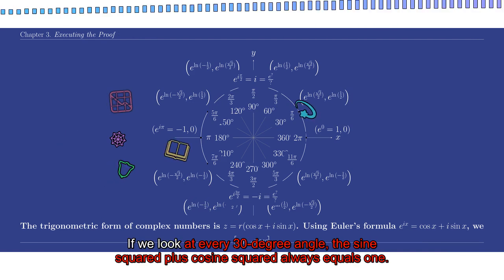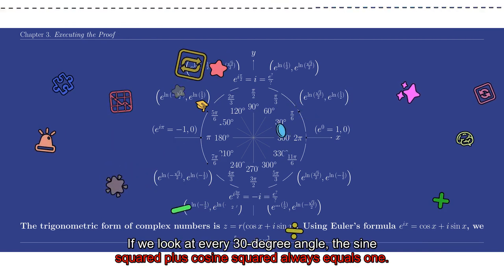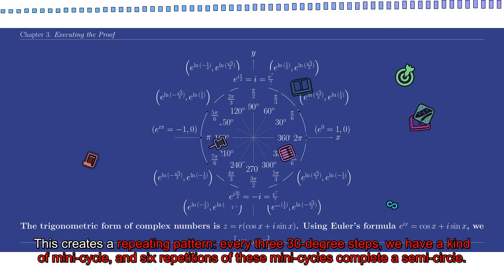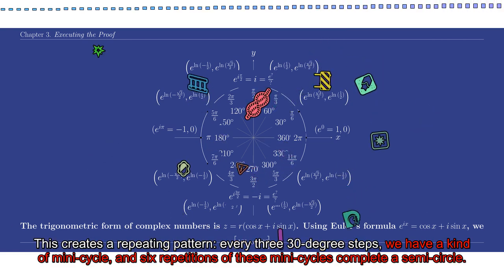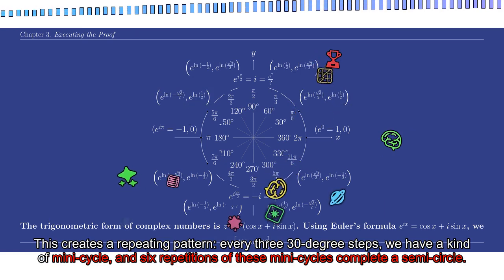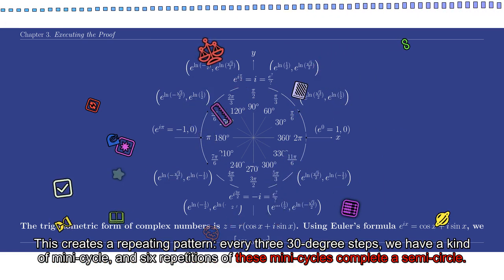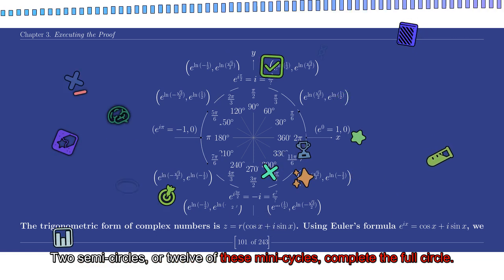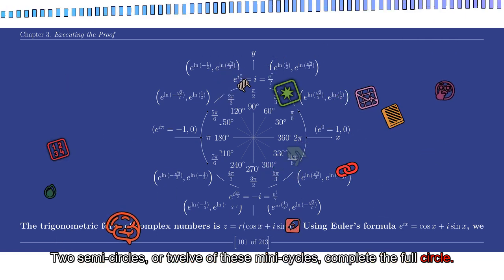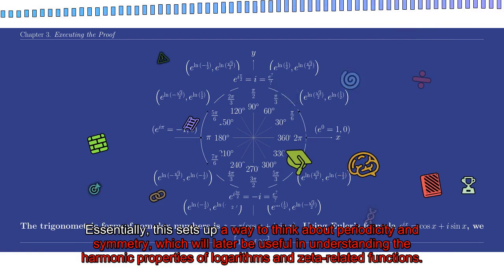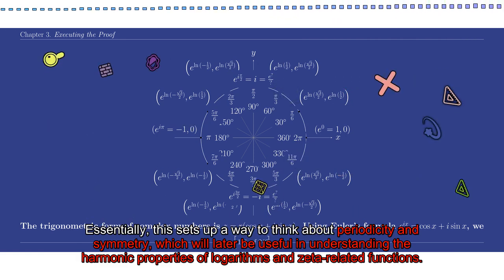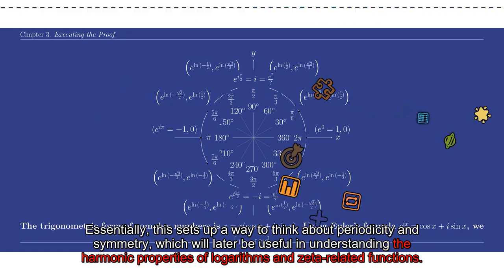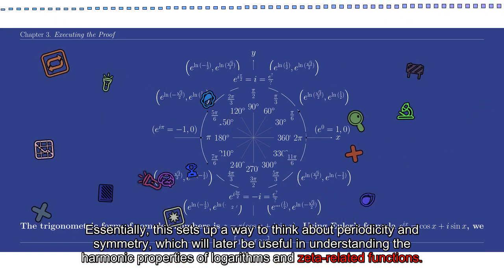If we look at every 30-degree angle, the sine squared plus cosine squared always equals 1. This creates a repeating pattern every 30-degree steps. We have a kind of minicycle, and 6 repetitions of these minicycles complete a semicircle. 2 semicircles, or 12 of these minicycles, complete the full circle. Essentially, this sets up a way to think about periodicity and symmetry, which will later be useful in understanding the harmonic properties of logarithms and zeta-related functions.